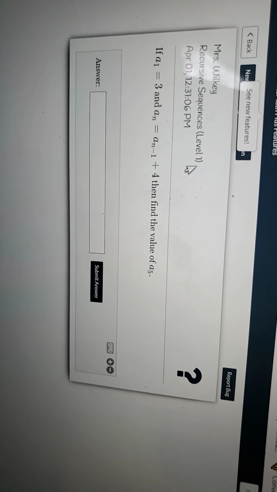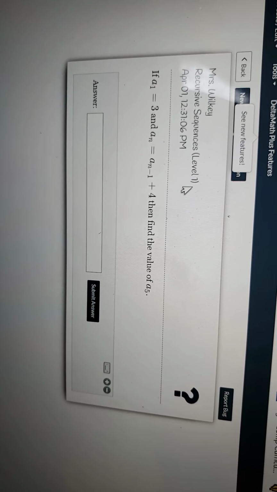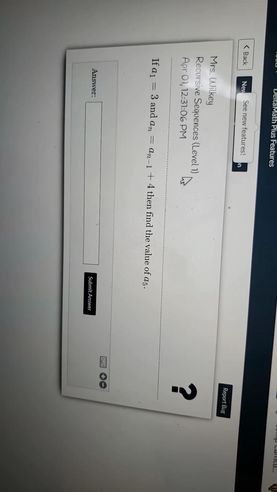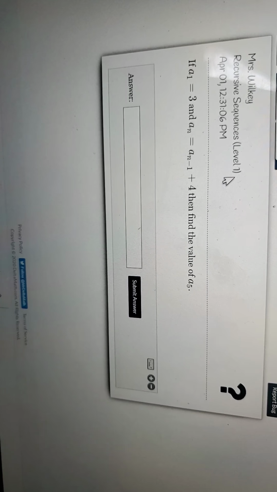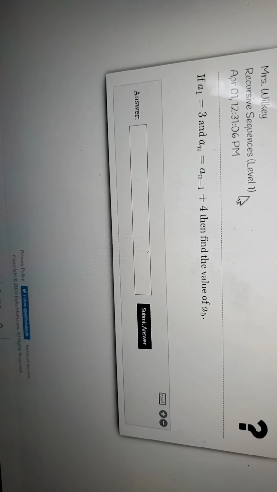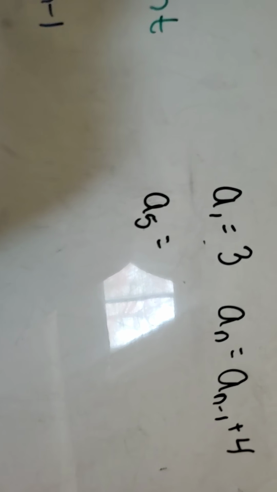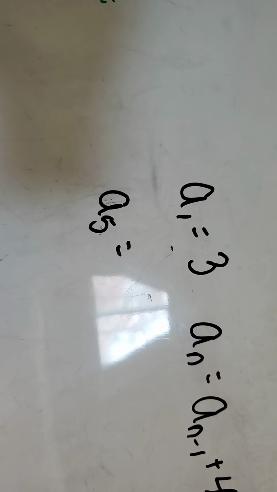All right, if A1 equals 3 and AN equals AN minus 1 plus 4, then find the value of A5. Now, again, this is maybe, you know, a lot of notation for you to take in because if you have experience with sequences, then this could be a lot. But I'll try to walk you through it. It's kind of the same thing we just did. A1 just means the first term, right?